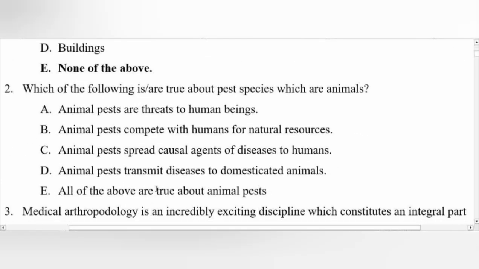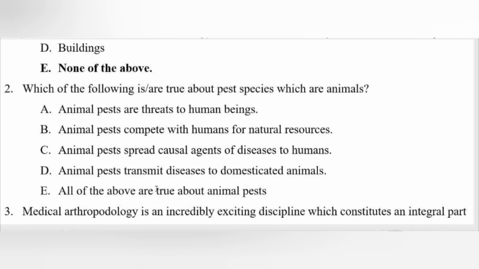Then question number 2, which of the following is or are true about pest species which are animals? Yes, there are pest species which are animals. So which of the following statements is true about them? The option A says animal pests are a threat to human beings.